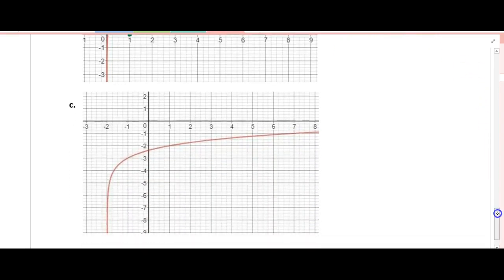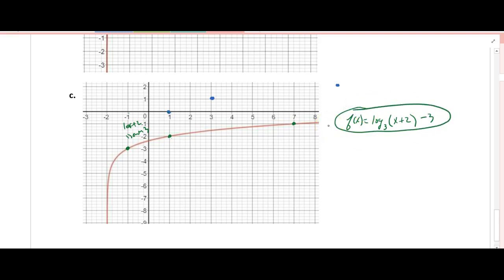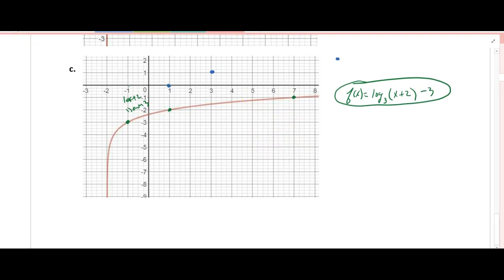Sorry. And the last one. Graph the parent function: 1, 0, 3, 1, 9, 2. And if I skim and look for the nice points, here's a nice point, here's a nice point, here's a nice point. To get from 1, 0 to -1, -3, I have to go left 2, down 3. Does that work here? Left 2, down 3, left 2, down 3. So f of x equals log base 3. How do I shift it left 2? I add 2 inside. How do I go down 3? I subtract 3. And that would be the transformed function. Okay, go ahead, try the homework, and check your answers.